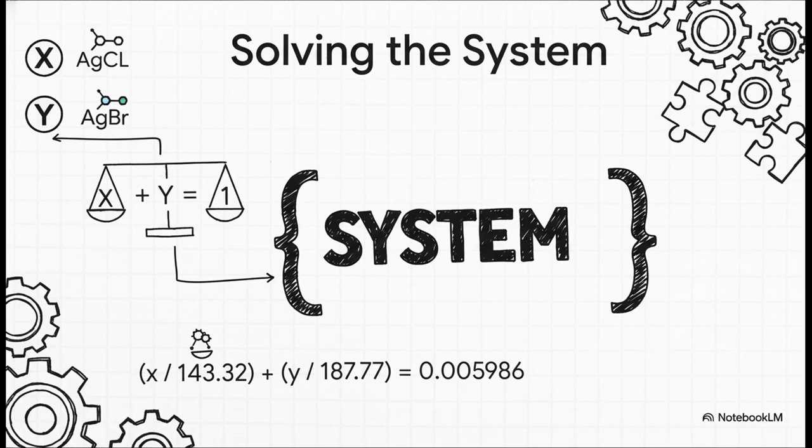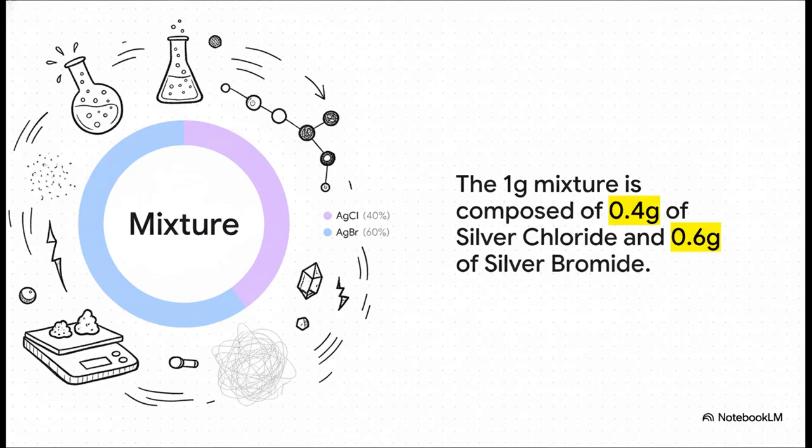So let's set it up. We'll say X is the grams of silver chloride and Y is the grams of silver bromide. That gives us our first equation, X plus Y equals 1. For the second equation, we first need to convert our grams of silver into moles of silver. Then we set up our mole equation, which connects the moles of each compound back to X and Y using their molecular weights. Now we've got a system of two equations, and we can solve it to find the exact mass of each compound. And after solving that system of equations, we find our answer. Our 1 gram mixture is made of 0.4 grams of silver chloride and 0.6 grams of silver bromide. Or to put it another way, the mixture is 40% silver chloride and 60% silver bromide.